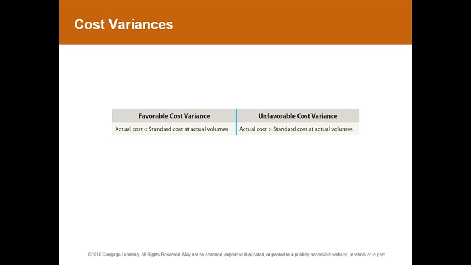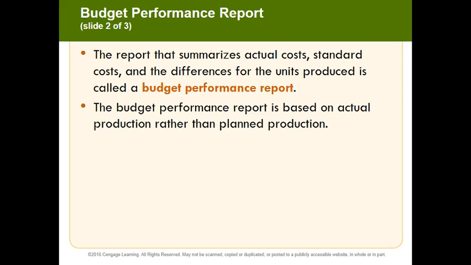Continuing to talk about budget performance and reporting and evaluations. The budget performance report is a report that summarizes those actual costs, the standard costs, and the difference for the units that we produced. This is based on our actual production, what really happened, rather than planned production. We'll take a quick look at one of those here.